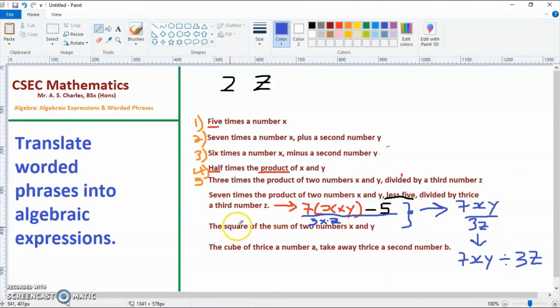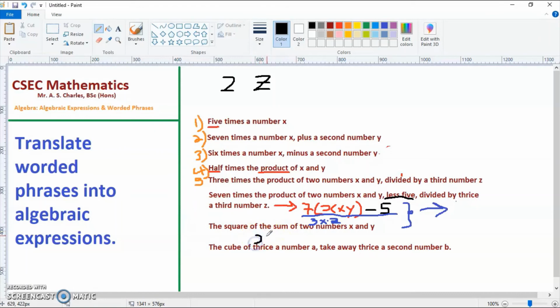Great. Then we have the 7th question: the square of the sum of two numbers x and y. Let me just clear up my work area. The square of means raised to the power of 2. So we're looking at not just the sum or just the square, but the square of the sum, so we must find the sum first. The sum of what? The sum of x and y.